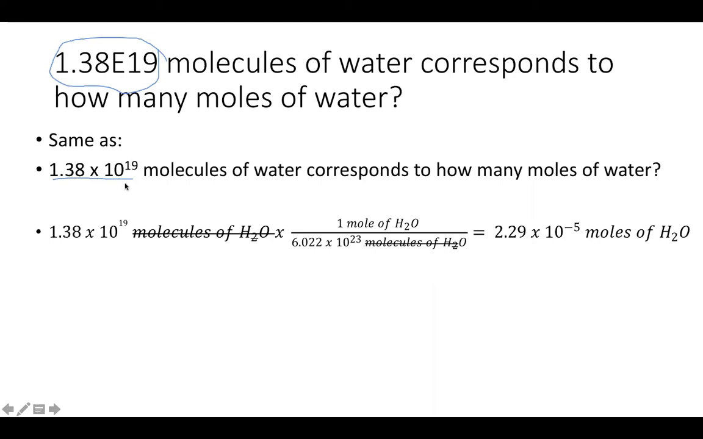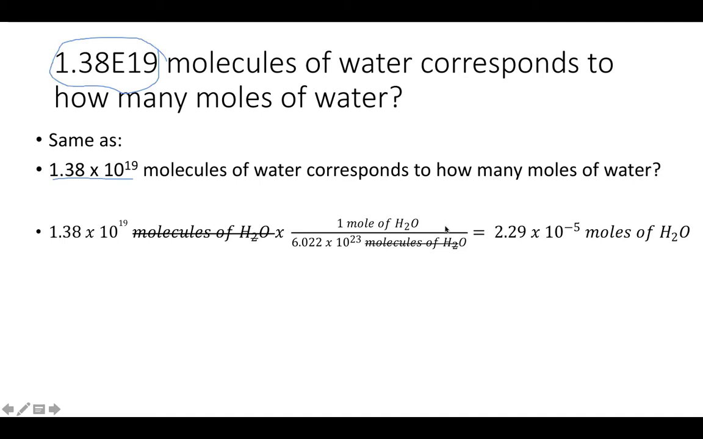In Top Hat, I can't do this notation in a question. I'm working on it, so I was putting it like this. I think I figured it out now, but back in week 4, I hadn't figured it out yet. So again, we could rewrite the question like this: 1.38 times 10 to the 19 molecules of water corresponds to how many moles of water?